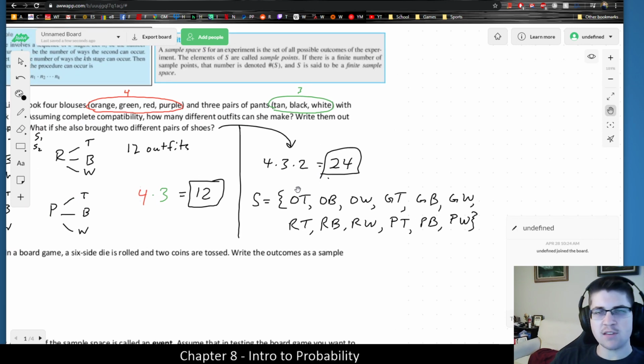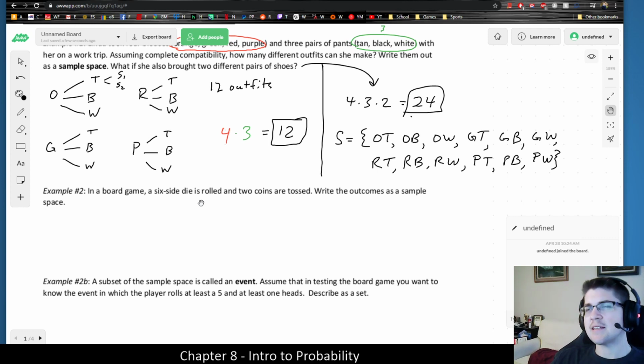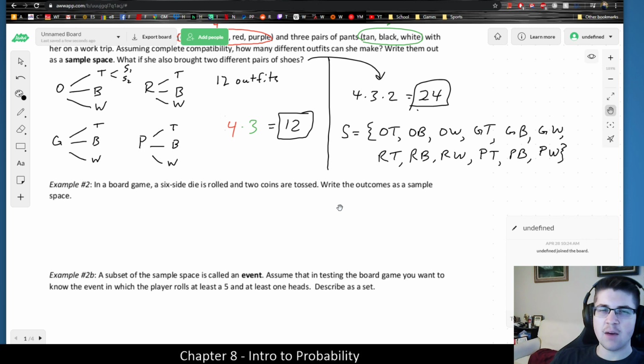So let's do another example. Let's say in a board game, a 6-sided die, singular for dice, is rolled, and 2 coins are tossed. Write the outcomes as a sample space. Okay, so with coins, usually we write it as heads or tails. So the sample space would consist of outcomes.